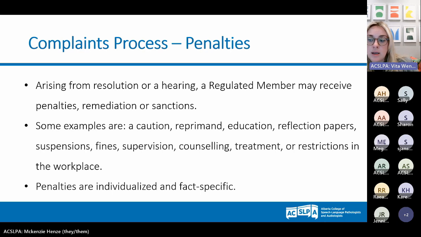So penalties, there are a lot of different ways that penalties can be described. Sanctions is another one, and there's a section in the Health Professions Act, Part 4, which describes a large laundry list of potential penalties and sanctions that a hearing tribunal could give after a hearing, such as a caution, reprimand, fine, suspension, counseling, education, supervision in the workplace, restrictions in the workplace. There is a large laundry list.